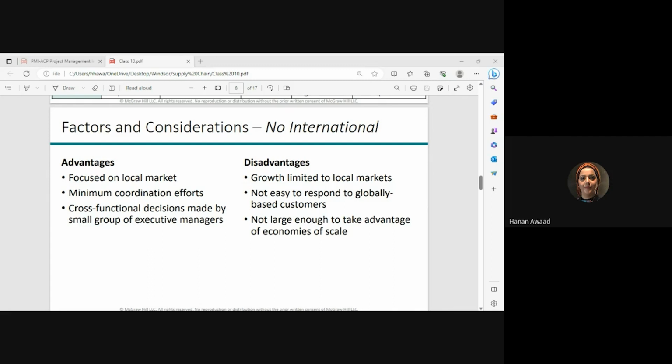We have a small number of managers or executive managers. Could be the owner of the shop and just the people who are working in this local restaurant or local bakery. So it's only a local market focus. All the decisions, important or not important, related to the product, the design of the product, the marketing, are all made by one or a very, very small group of people. Usually, the decision makers have a deep understanding of the local market dynamics.